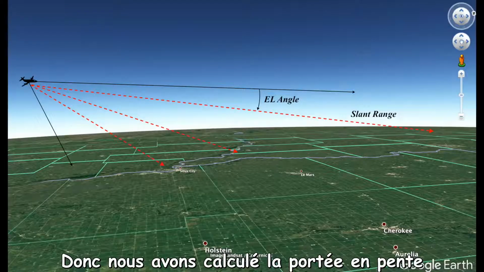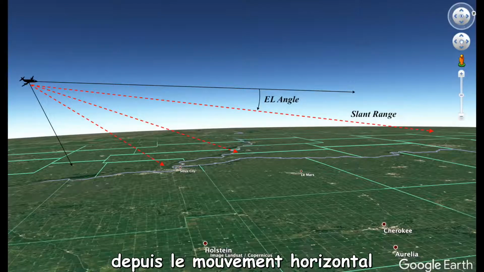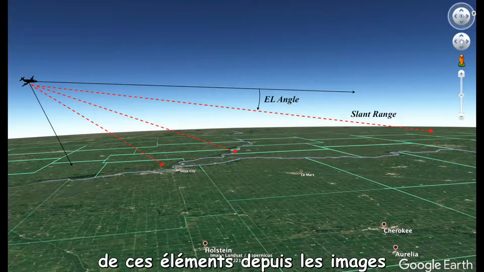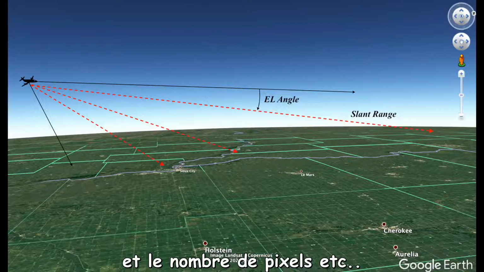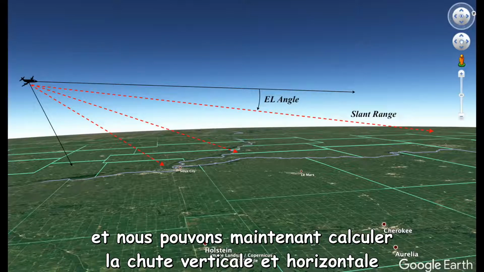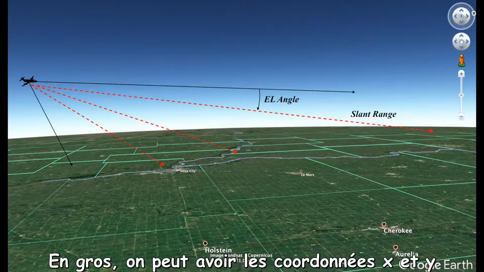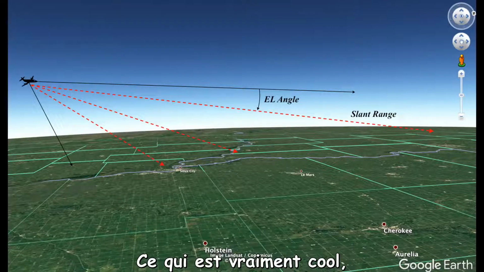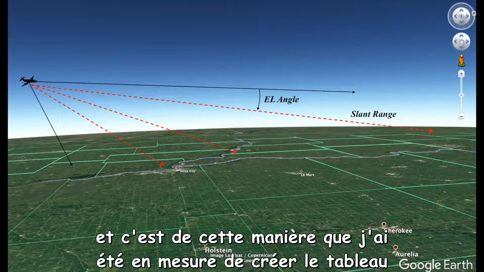So we've calculated the slant range from the horizontal movement, and then we can get the elevation angle of those features from the image, and the number of pixels, etc. So now we have range, slant range, and elevation angles, and we can now calculate the vertical drop and the horizontal. Basically, we can get x, y coordinates for features on the ground, which is really cool. And that's how I was able to create the chart.